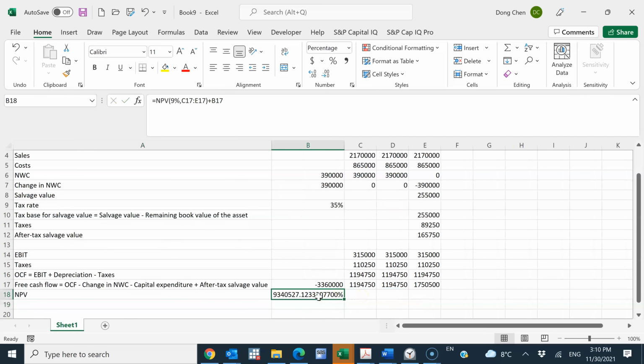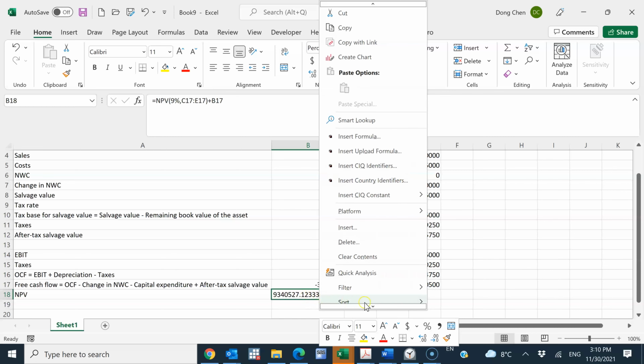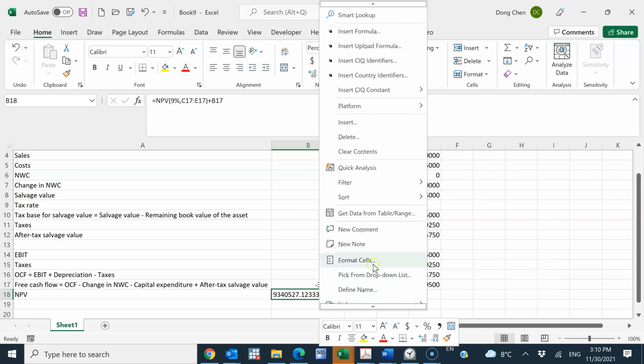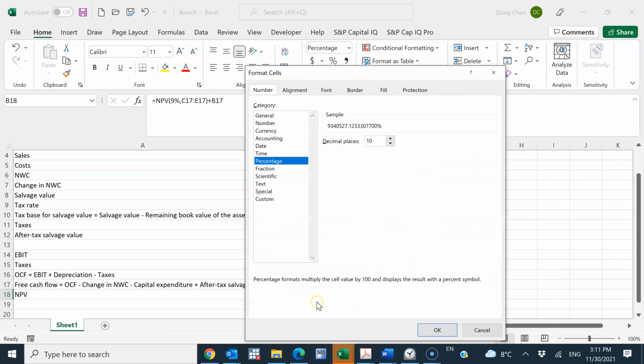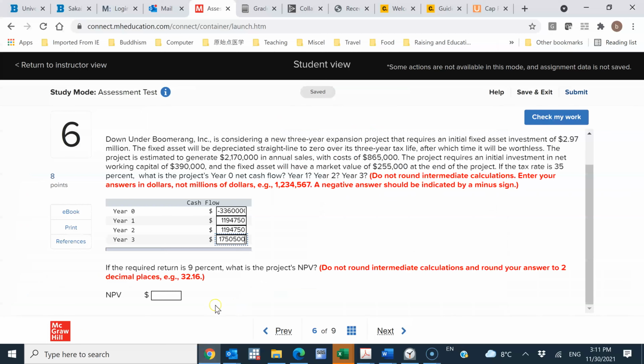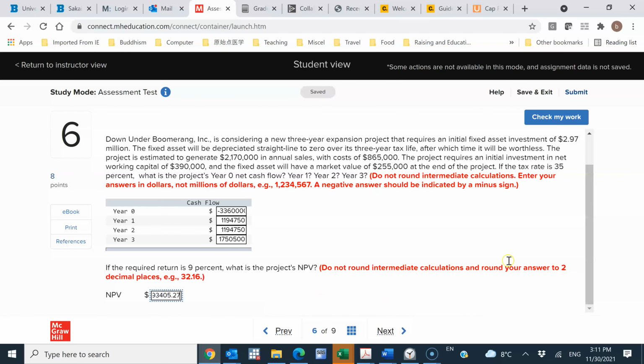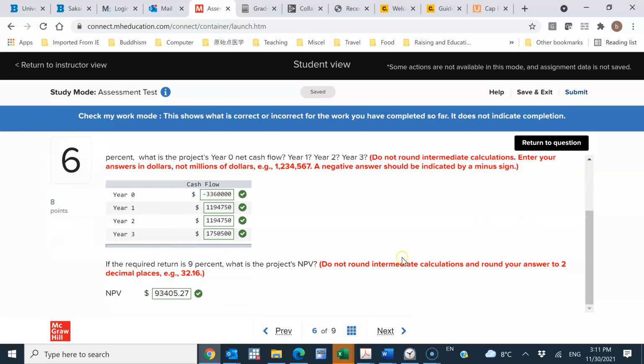And then just because in some prior questions, I formatted the cell to be in percentage format. So that's why you can see that this is shown in a percentage format, but I just need this to be in, I'm assuming it's keeping two decimal places, but I need to go back and check, do not round intermediate calculations and round the answer to two decimal places. And that's exactly what the question is asking. So just copy this number back and now check my work. It's correct.